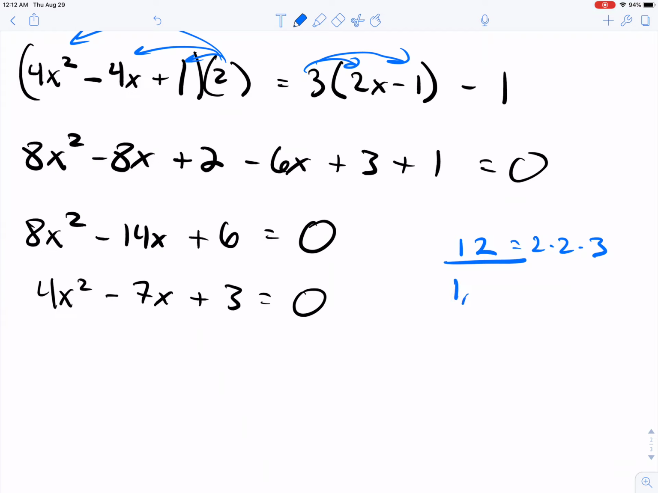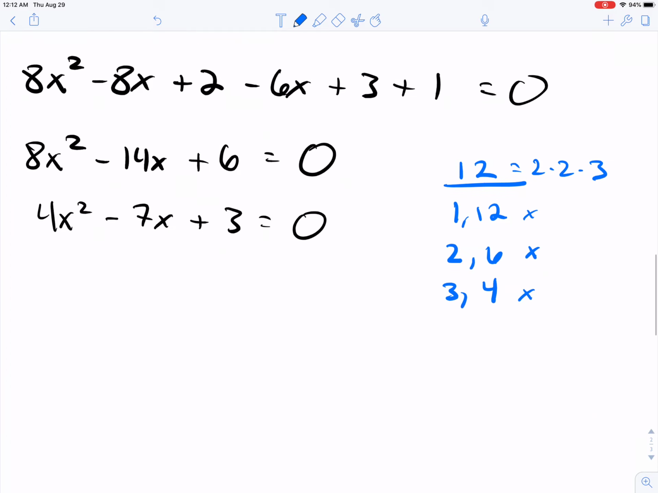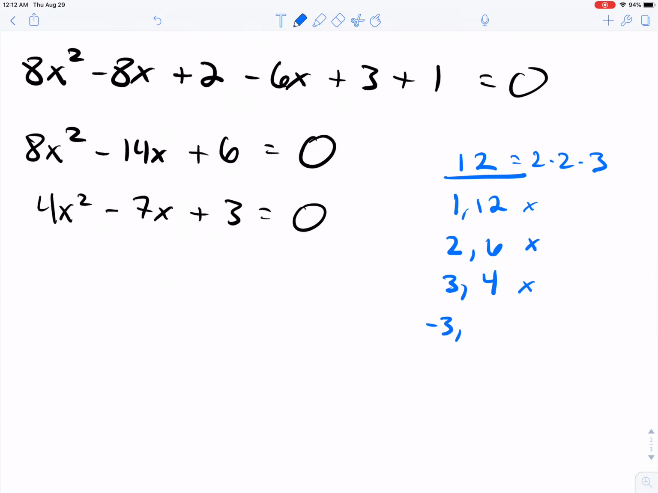But we can go 1 and 12, but that adds up to 13, so that's a no. We could say 2 and 6, but that adds up to 8, so that's a no. We could say 3 and 4. That adds up to positive 7, so since we want negative 7, we're going to take negative 3 and negative 4. Those are the two numbers that we were looking for.